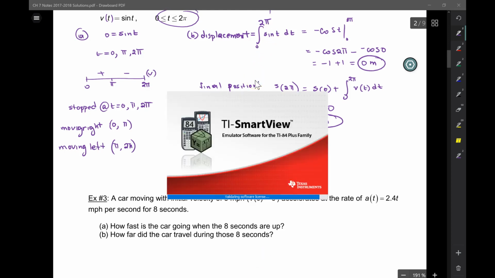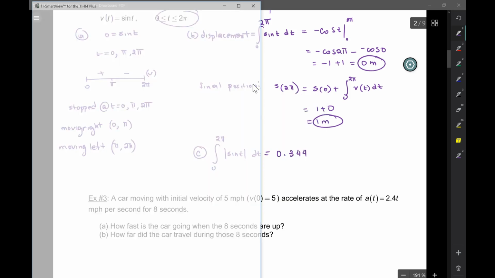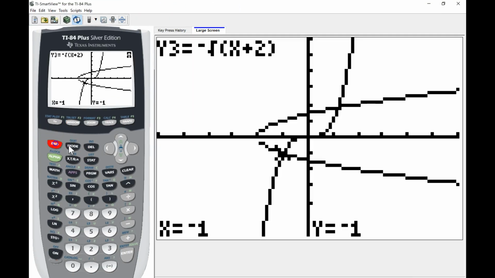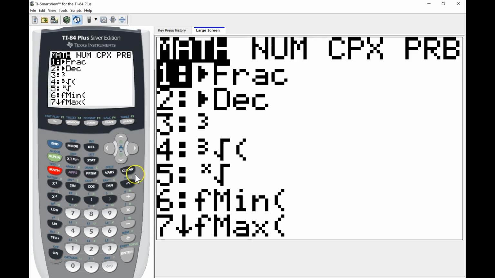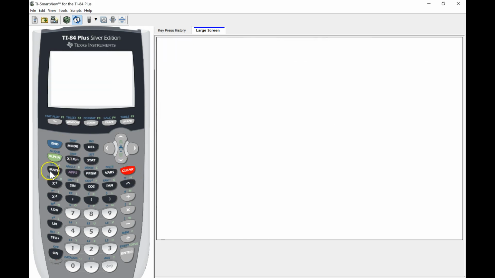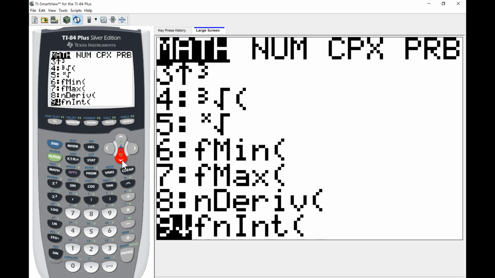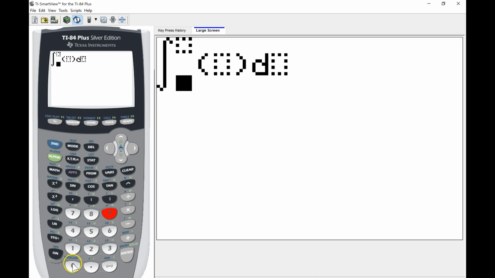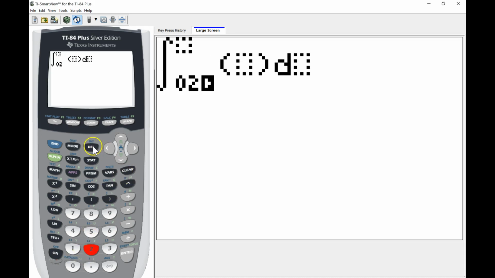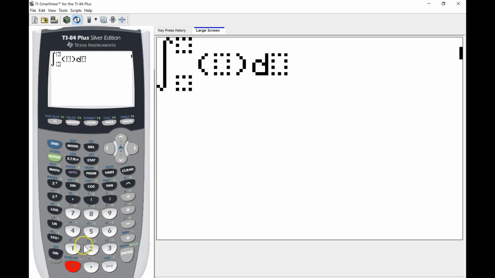So when we put it in the calculator, I'll do it one time. It's going to be math, and it's the option here, 9. So it's function integrate. So we're going to go from 0 to 2 pi.